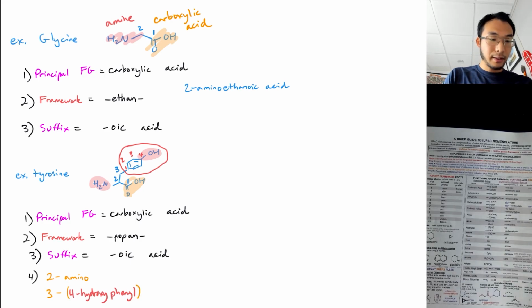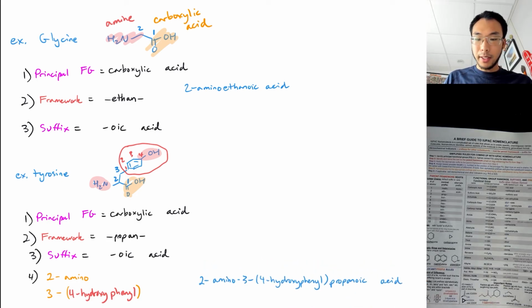And so that tells us that, again, in total, we can come up with this name: a propanoic acid that at the 2 position has an amino group, and at the 3 position has a 4-hydroxyphenyl group attached.